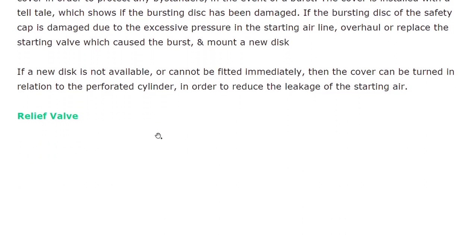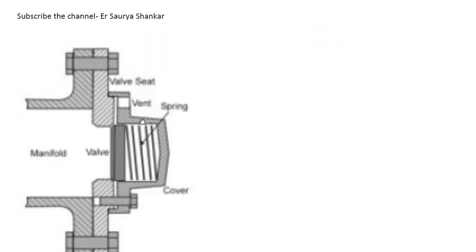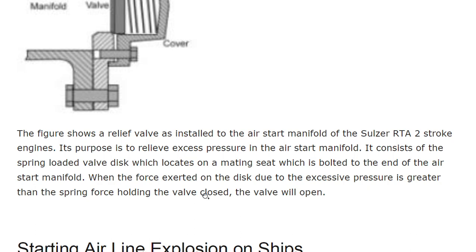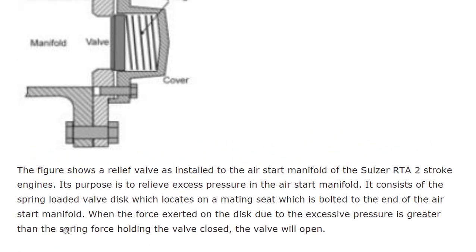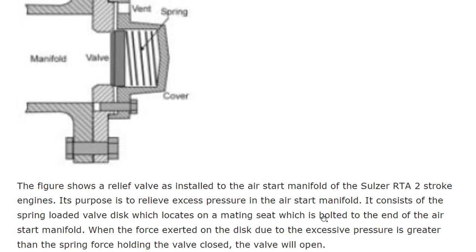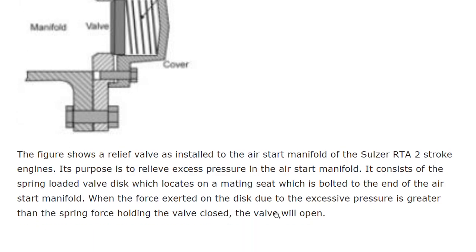Okay, now the relief valve. So this is our relief valve. A relief valve is installed in the air start manifold of the Sulzer RTA two-stroke engine. Its purpose is to relieve excess pressure in the air start manifold. It consists of a spring-loaded valve disc which locates on a mating seat which is bolted to the end of the air start manifold. When the force exerted on the disc due to the excessive pressure is greater than the spring force holding the valve closed, the valve will open.